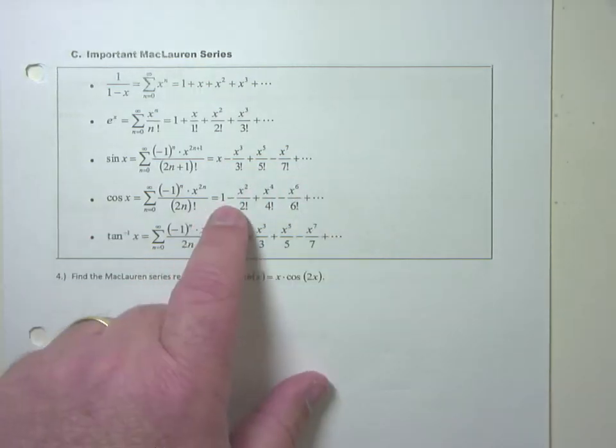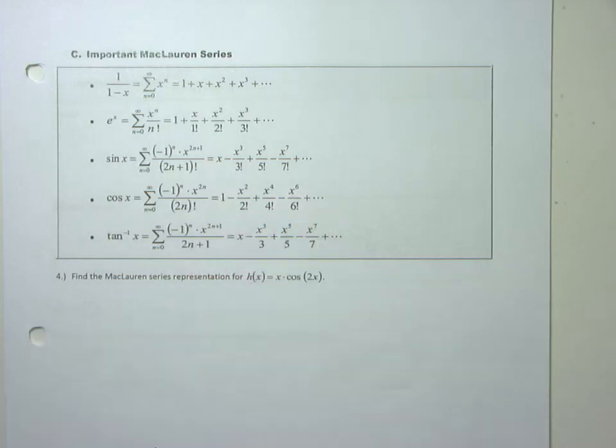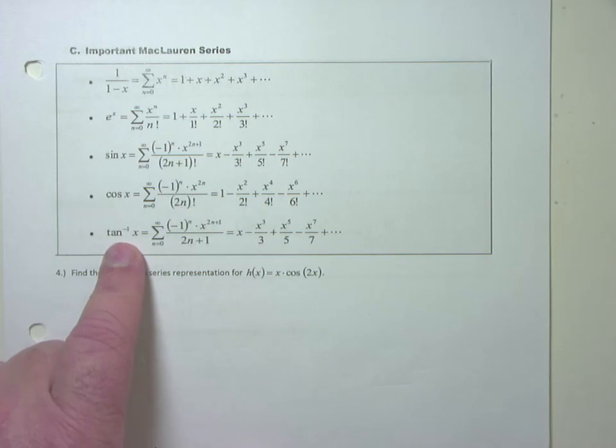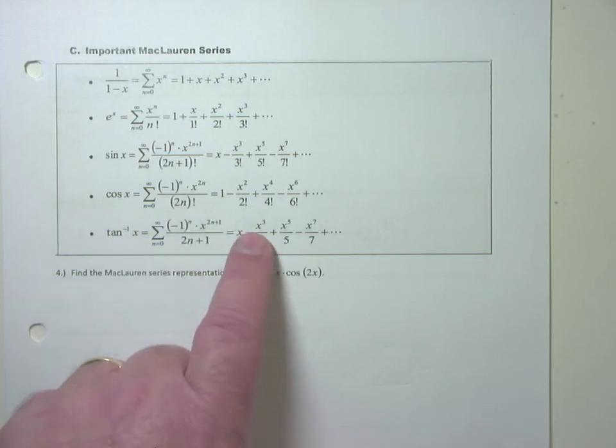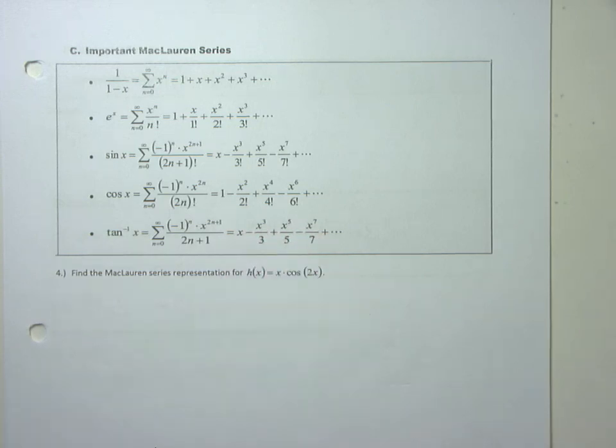Cosine is 1 minus x squared over 2 factorial plus x to the 4th over 4 factorial minus x to the 6th over 6 factorial. And the tangent inverse is the one we just wrote down, which we actually derived last time, which is x minus x cubed over 3 plus x to the 5th over 5 minus x to the 7th over 7, dot, dot, dot. Because here's the deal.